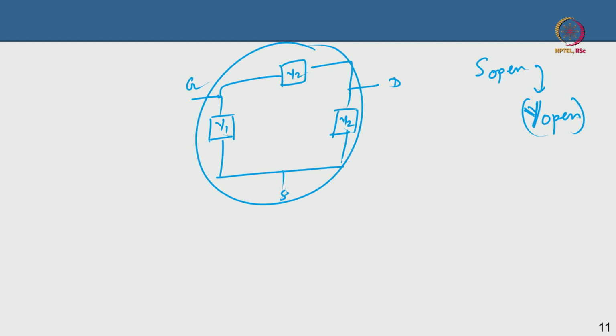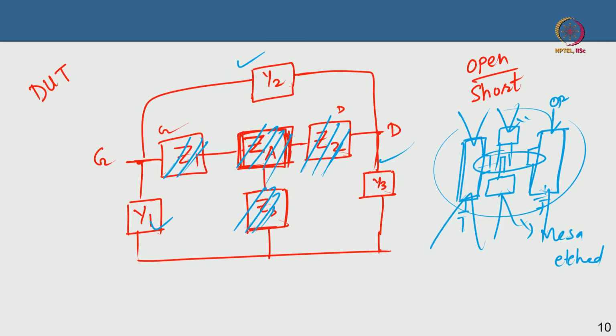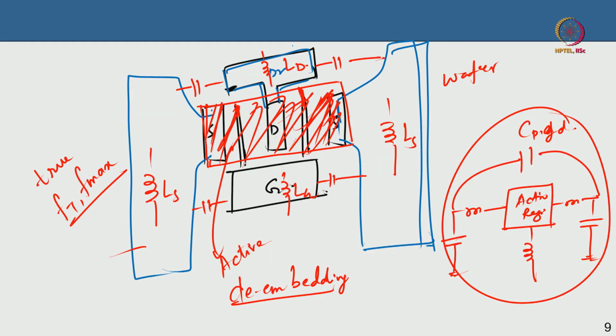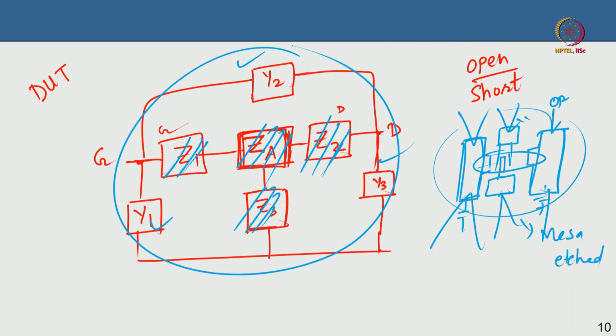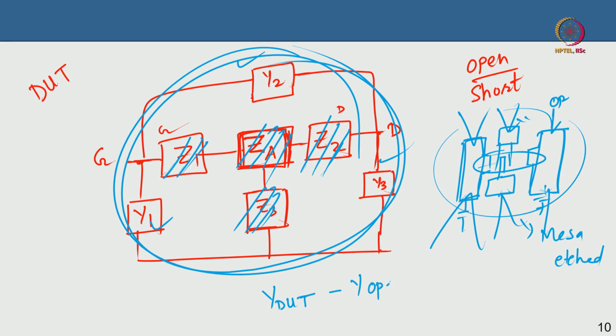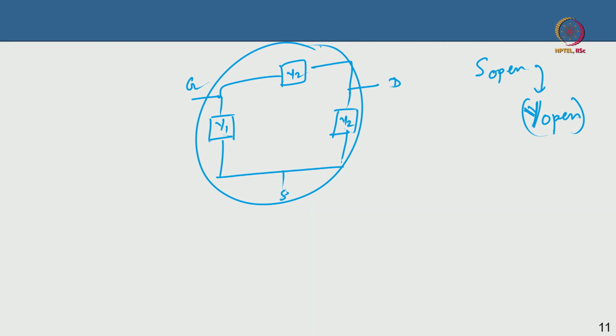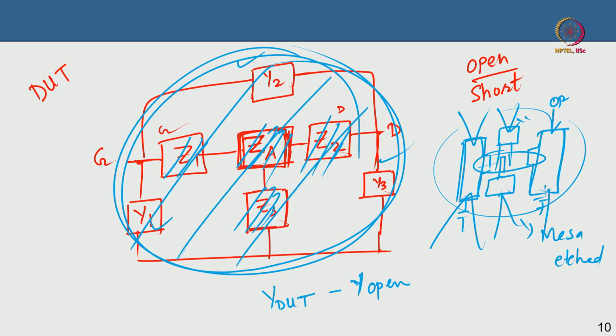Now if I measure the actual device, the entire device, I measure the S parameter and then I convert it into Y. So I call it Y DUT. Everything is there, the device, the open, everything is there, there is no difference. Now this particular matrix minus the Y open matrix that I just described to you, if you subtract this part from this actual DUT, then what is the circuit that you will get?